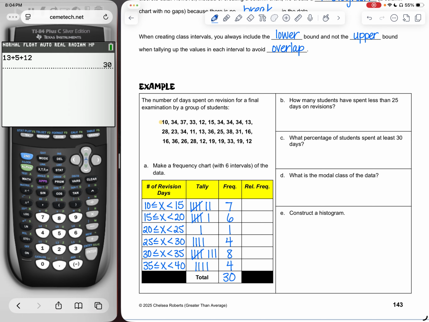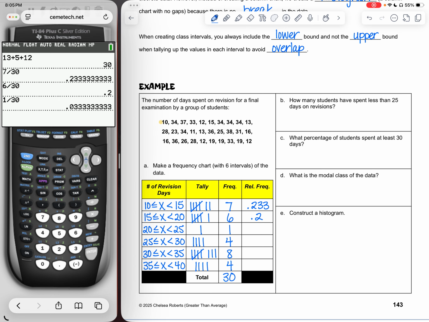So now let's find our relative frequency. Relative frequency means we need to take the frequencies and divide them by 30. So 7 divided by 30 is going to be 0.233. 6 divided by 30 will give us 0.2. 1 divided by 30 is 0.0333. I'm putting all my answers in 3 sig fig.